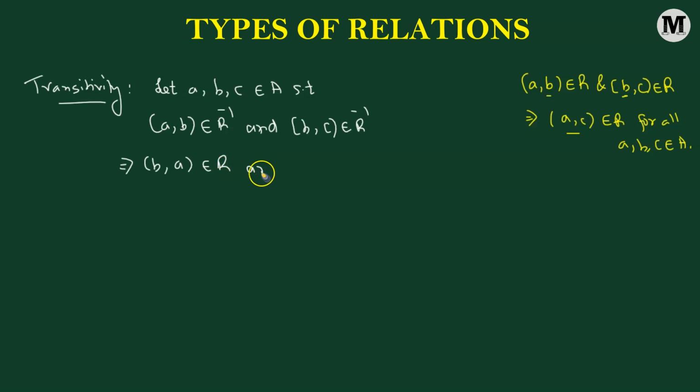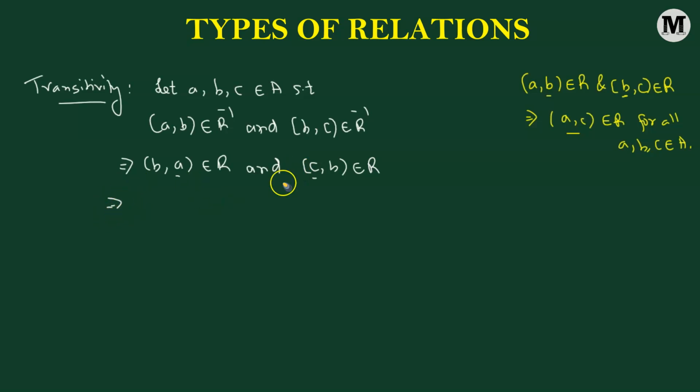That's by definition. And then (B, C) belonging to R inverse simply means that (C, B) belongs to the relation R. Now we're going to combine these two relations because both of the ordered pairs are part of the same relation. Now here, if we look at the first ordered pair (B, A), its second element is A. Whereas if we consider the second ordered pair (C, B), its first element is C. So A and C are not matching.